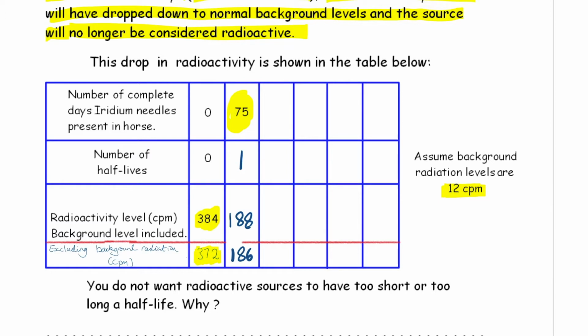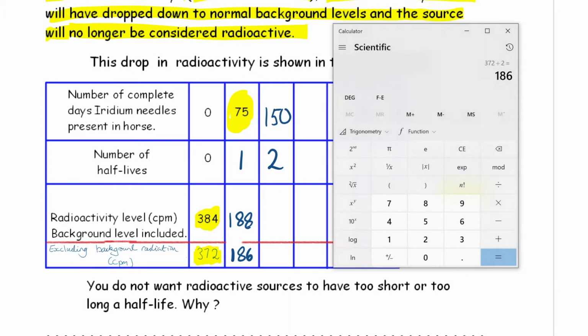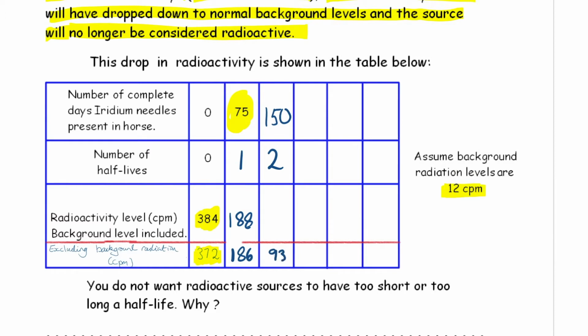I'll do one more. After another half-life, that will be 2 lots of 75 days, that's 150 days. I would now divide that 186 by 2 again. That gives us 93. Add on the 12, the background radiation, that's given us, not 95, 105.